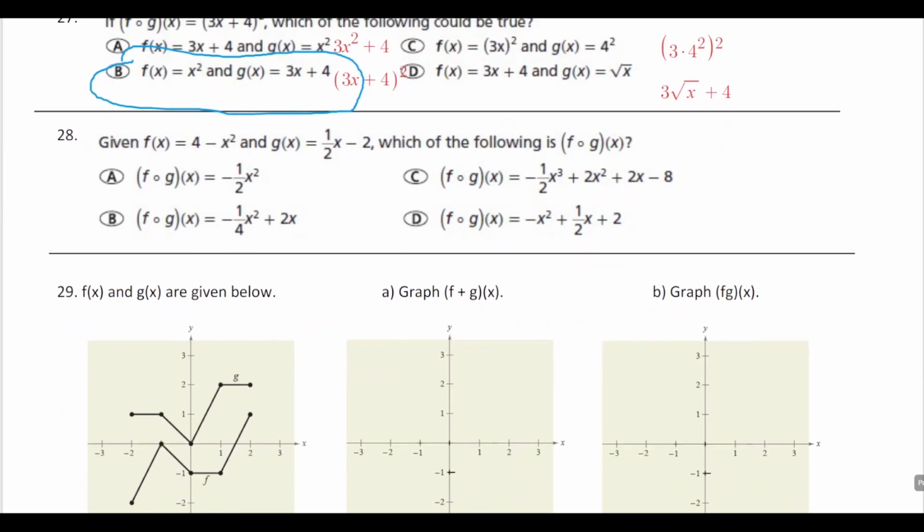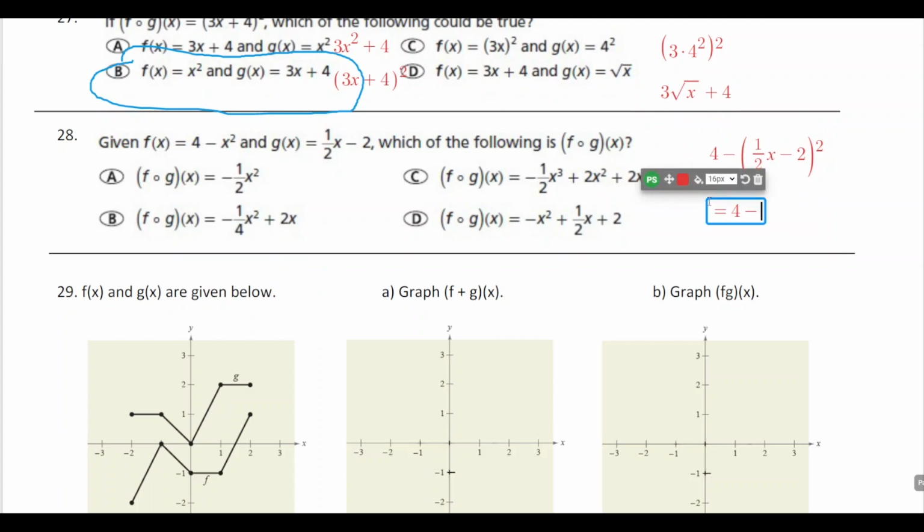For number 28, same kind of question here. It's saying if f of x and g of x, which is f of g of x? We're going to substitute g into f. So if f is 4 minus x squared, and we substitute g into that, let's put that in parentheses here, 1/2 x minus 2, looks like we're going to need to simplify that to really get our full answer here.